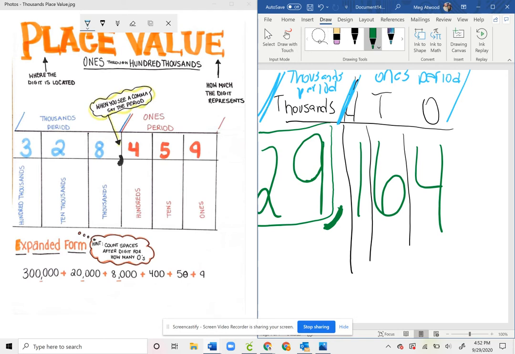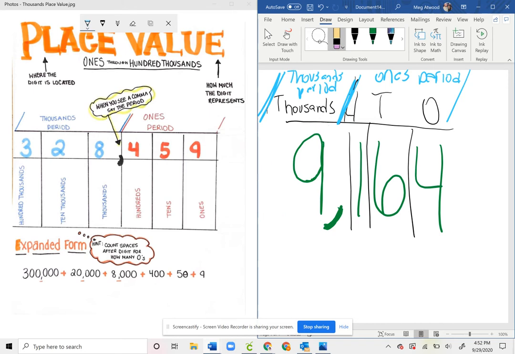Now let's try with expanded form. I'm going to erase this just so we have a little bit more room. I'll draw back. Okay, let's try expanded form. I'm going to erase my 2 now too because that was just an example. So I have 9,000. Don't forget my comma. And if I forget how many zeros, I go out after and count. 1, 2, 3.